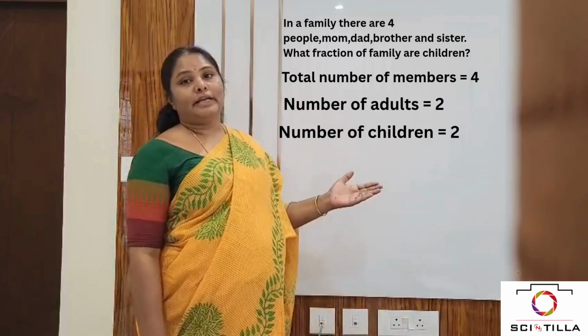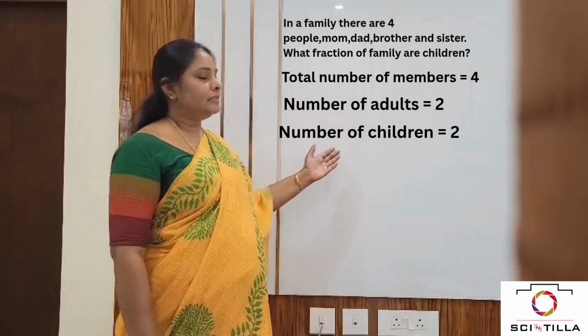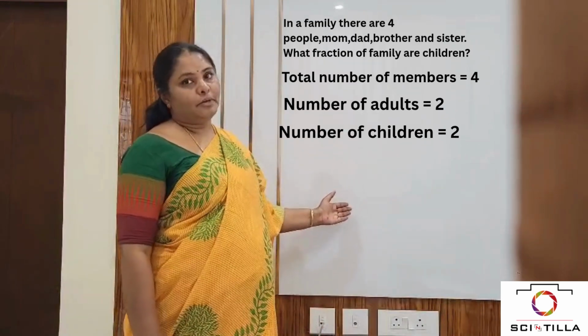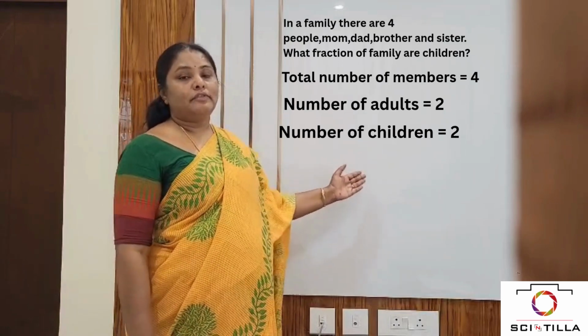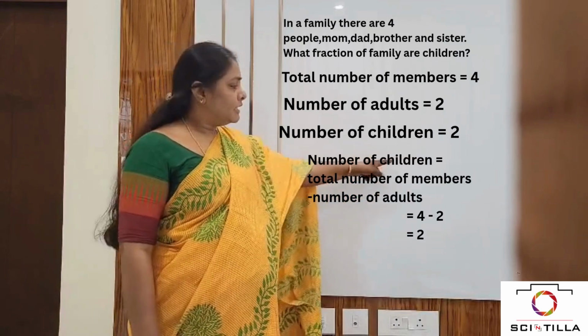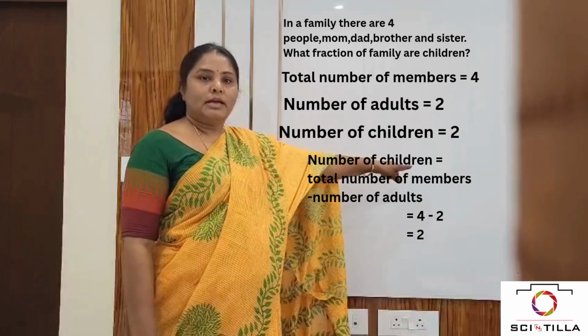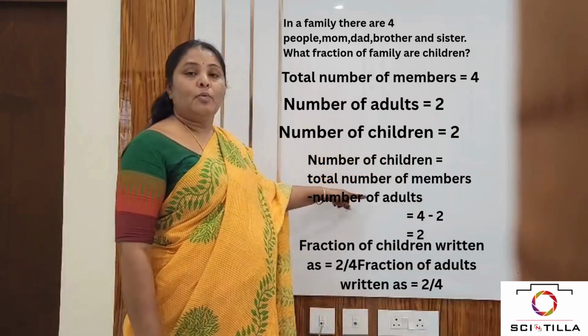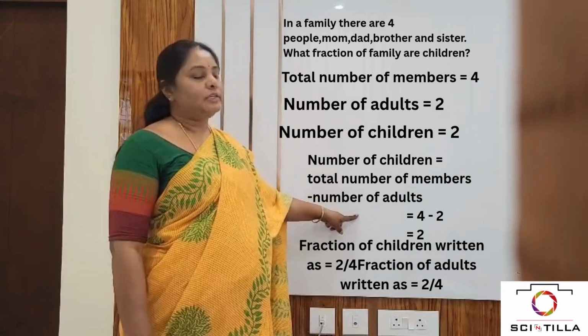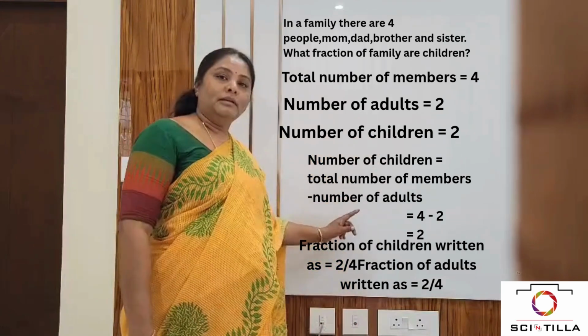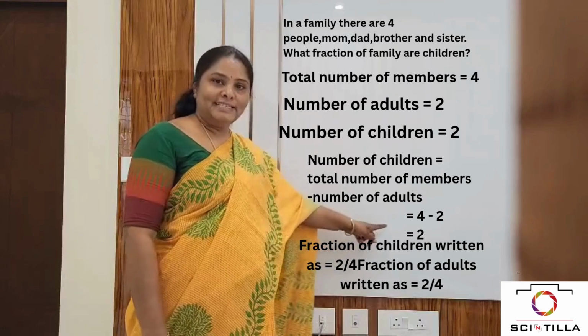So how do we write the fraction? To write any fraction, we write numerator upon denominator. So now what is the question they asked? To find what fraction of the family members are children. We know the number of children is 2. So the numerator is 2. What is the denominator? Denominator is nothing but the total number. What is the total number? 4. 2 upon 4. Yes?